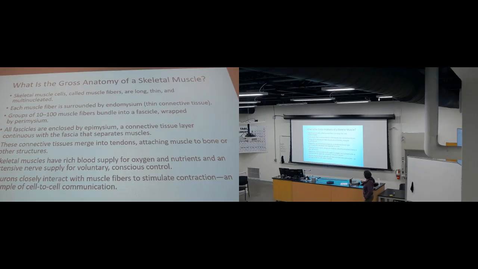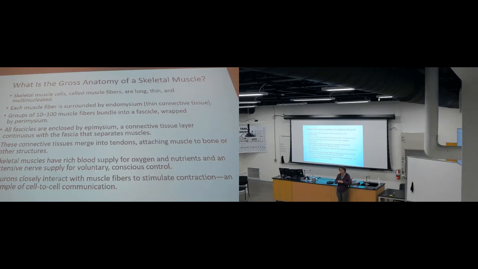The muscle fibers are surrounded by a membrane that is thin, delicate connective tissue. This is endomysium. Endo means inside, mysium means muscle. So each individual muscle fiber is wrapped around by an endomysium.